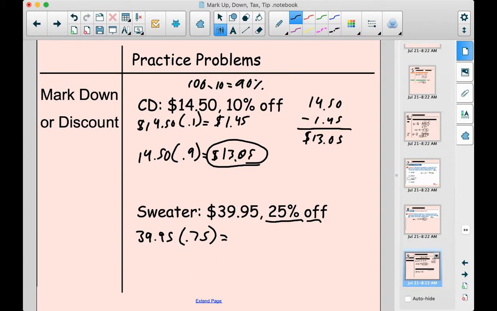And let's go to our calculator for that one. So we got 39.95 times 0.75 equals about 29.96. And that is to the nearest cent. Remember, with money, you're always rounding to 2 decimal places. So that's how much that sweater would cost. Okay.